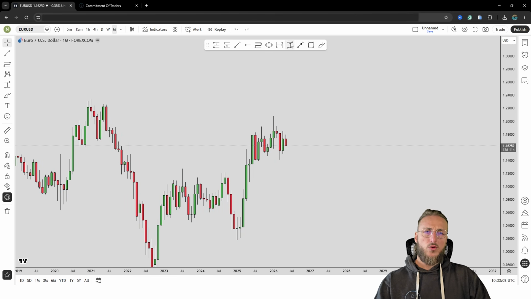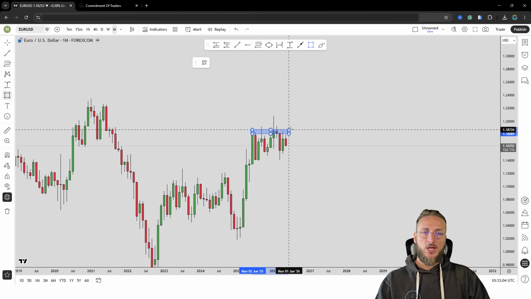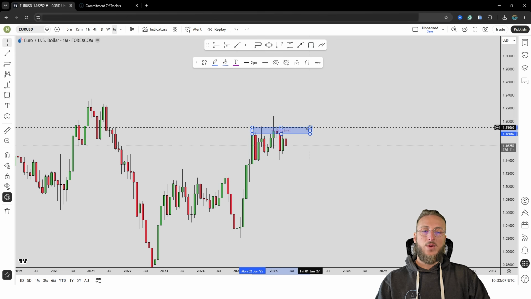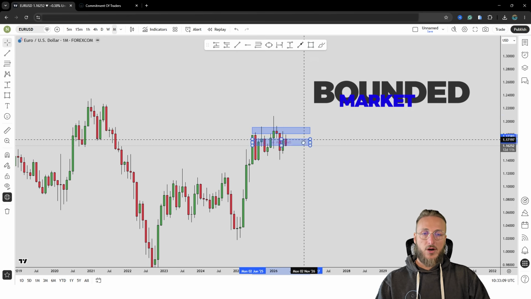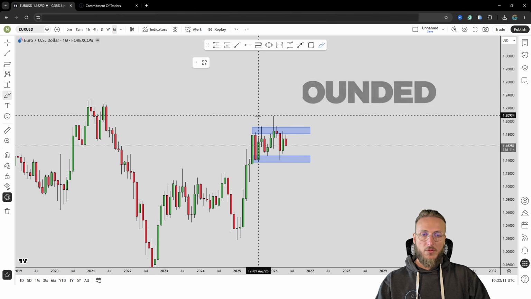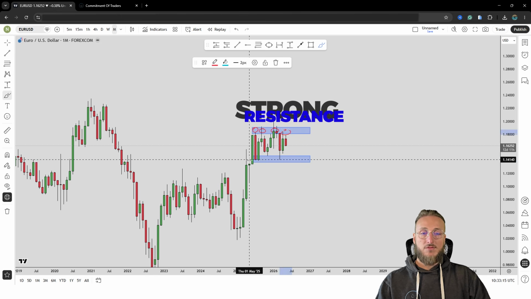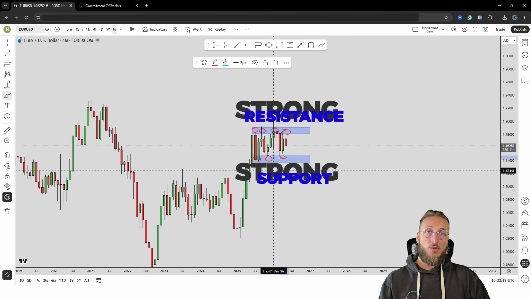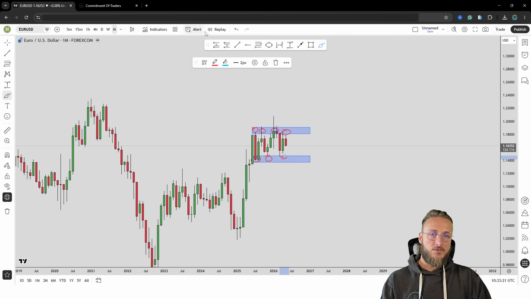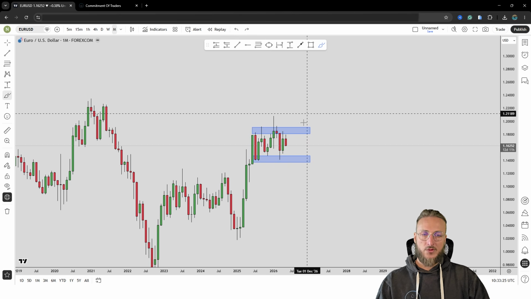Now, if we look at the most recent price action, we can notice that actually at the moment we have a range bound market. In fact, we have the top of the range here currently acting as resistance, and at the same time we have the bottom of the range here currently acting as support. Now, a lot of people that don't look at the higher time frames, they won't even notice that the market is currently stuck in a range.